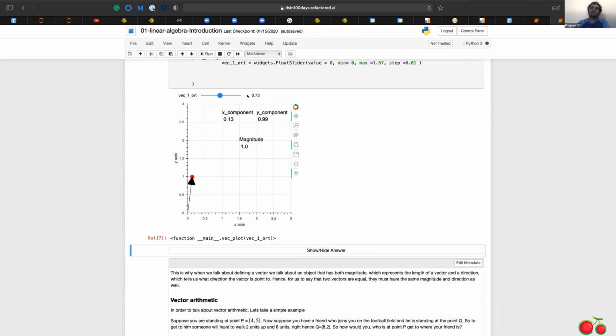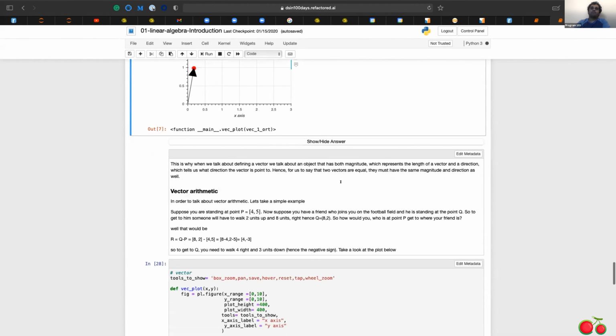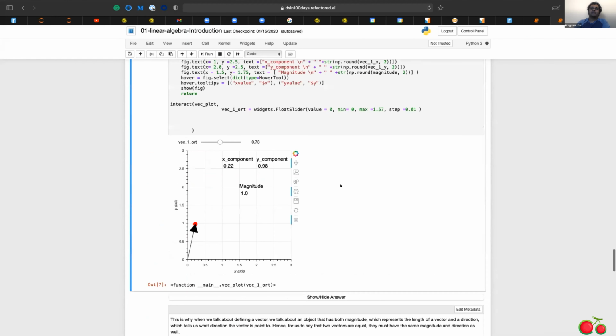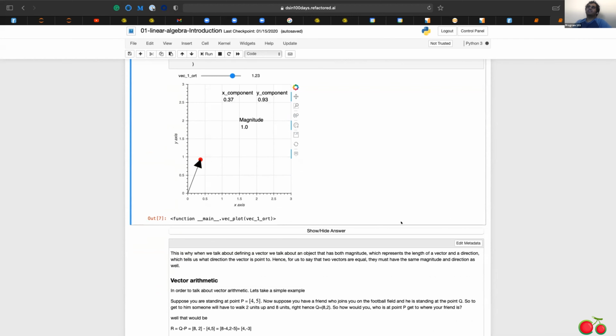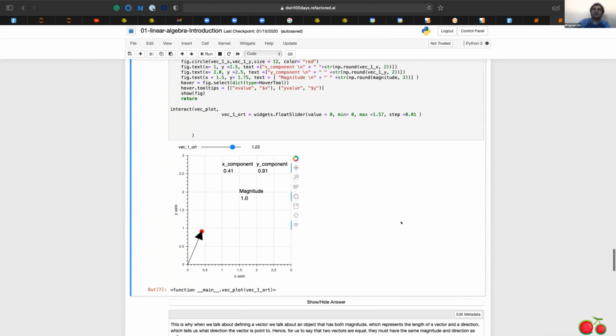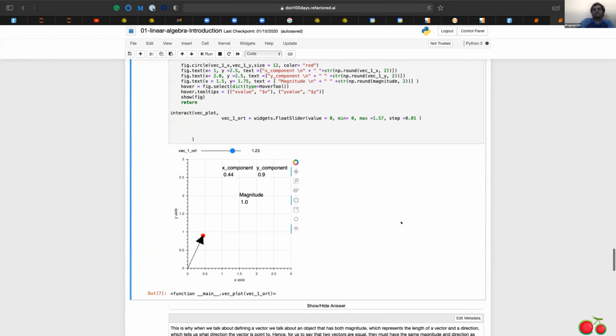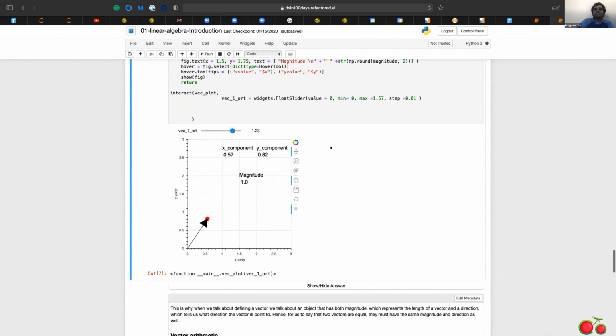So this vector orientation is just telling you what angle it's at. The applet is a little slow, but the core idea here is that you can essentially have a vector in any direction, and the magnitude will always be 1. That's the whole goal of a unit vector.